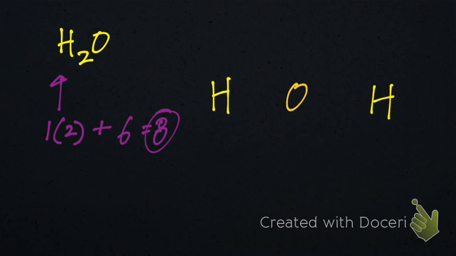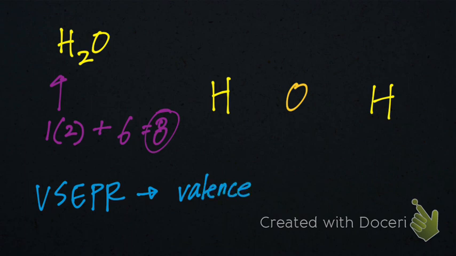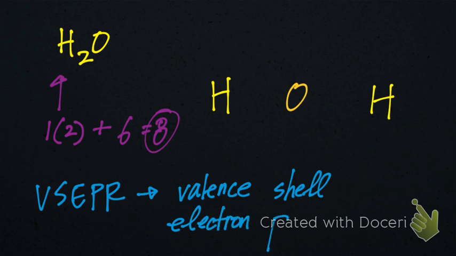You know why? The VSEPR, okay? VSEPR theory. It's called valence shell electron pair repulsion theory.